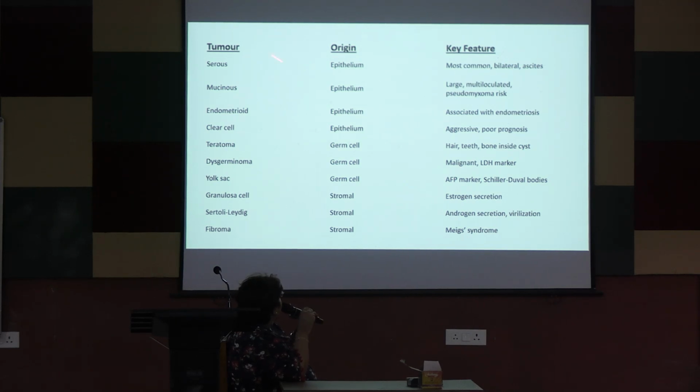And their common associations: serous, mucinous, they may be bilateral. Serous is the most common type of ovarian tumor. Endometrioid tumor may be associated with endometriosis. Clear cell has a very poor prognosis and it is a very aggressive tumor. Teratoma, you may find hair, teeth, bone inside the cyst. Dysgerminoma, LDH is the marker. Yolk sac tumor, AFP is the marker.